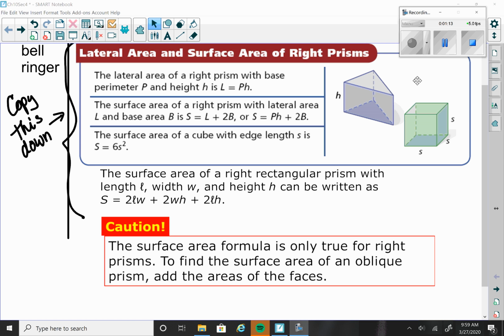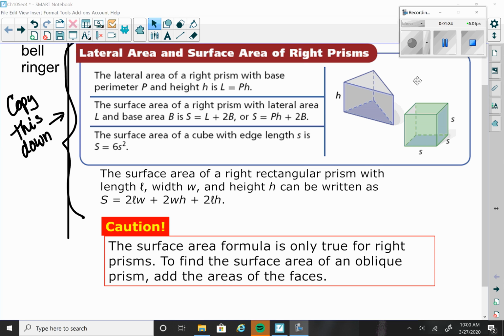of prism. A cube is a special shape because all of the sides are the same length. So there's a shorter formula for that because all the faces are the same area. They also give you the surface area for a rectangular prism. Sometimes I just find the area of each of the sides and add them together, or you can use this formula if you'd rather.